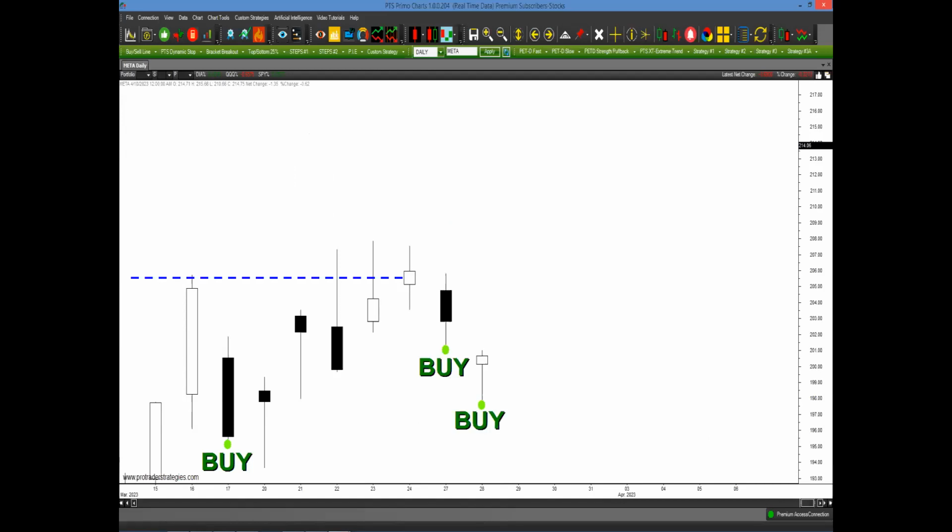Now, it goes lower, but 2 more buy signals are generated. All right. So where's the last short-term closing high? Right here. All right.